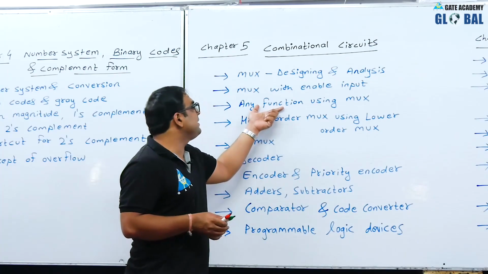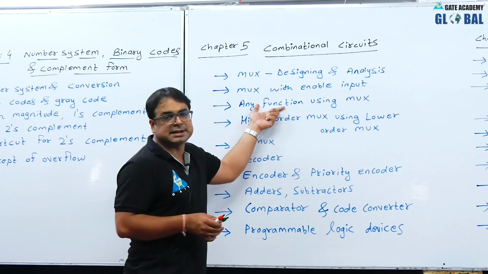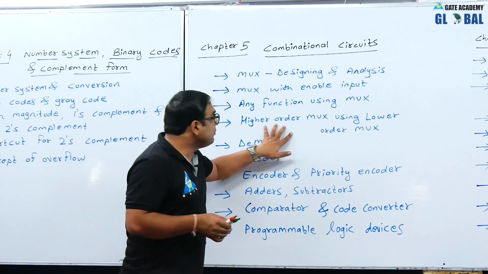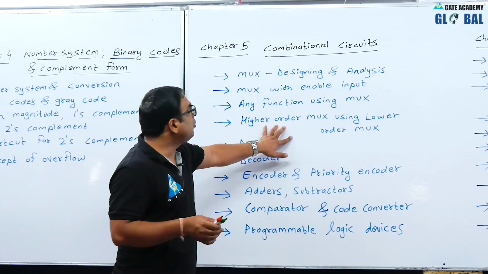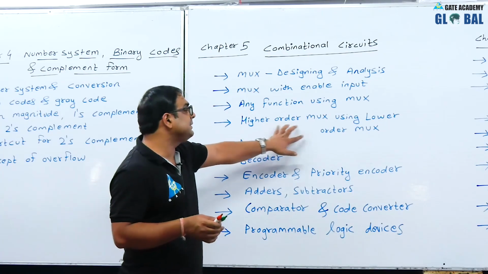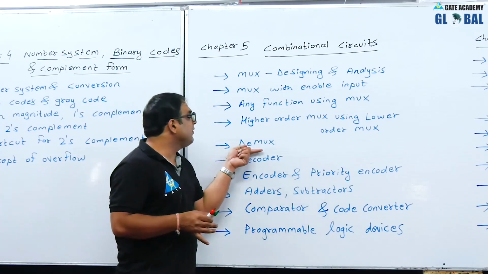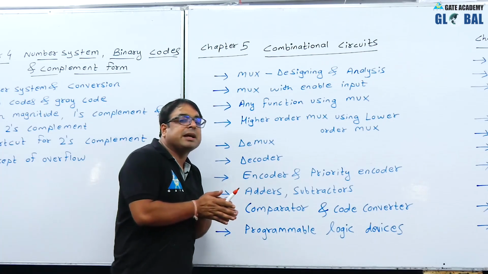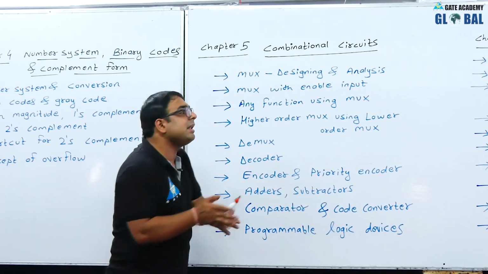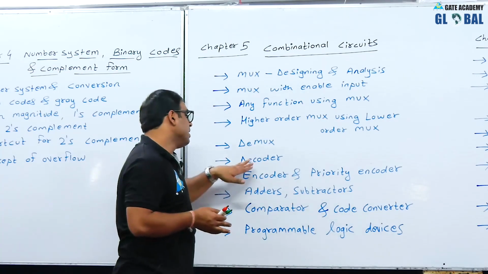Next, as I said, we will be learning how to design any function using multiplexer. It means we will justify multiplexer as a universal circuit. Then next one is how to design a higher order multiplexer using a lower order multiplexer. Then we will be discussing demultiplexer. Demultiplexer we don't have to study in so much detail as we study multiplexer. In short only we have to cover this.